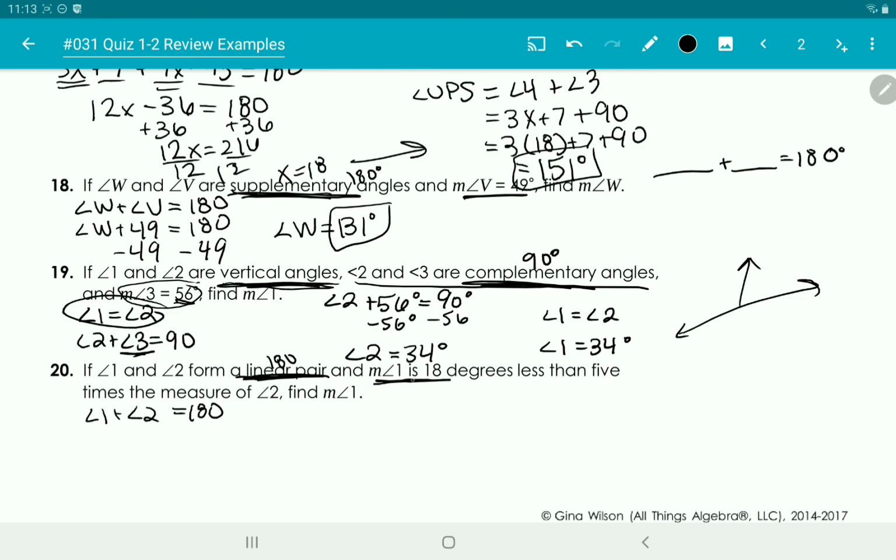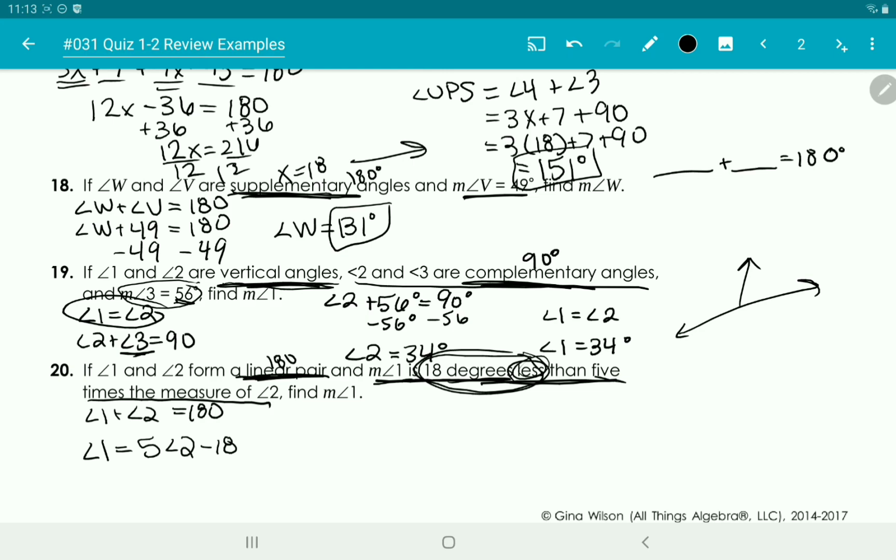And then angle 1 is 18 degrees less than 5 times angle 2. So we're learning about angle 1, and it's 18 degrees less. We'll circle that because we're going to need that. But we're looking at 5 times angle 2, so we're going to do 5 times angle 2, and it's 18 degrees less. So we'll have to subtract 18 degrees from whatever 5 times angle 2 is.